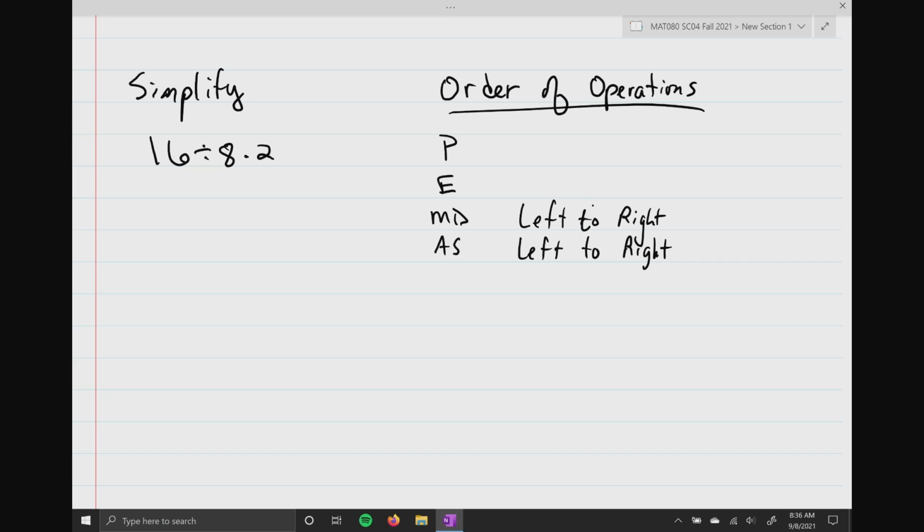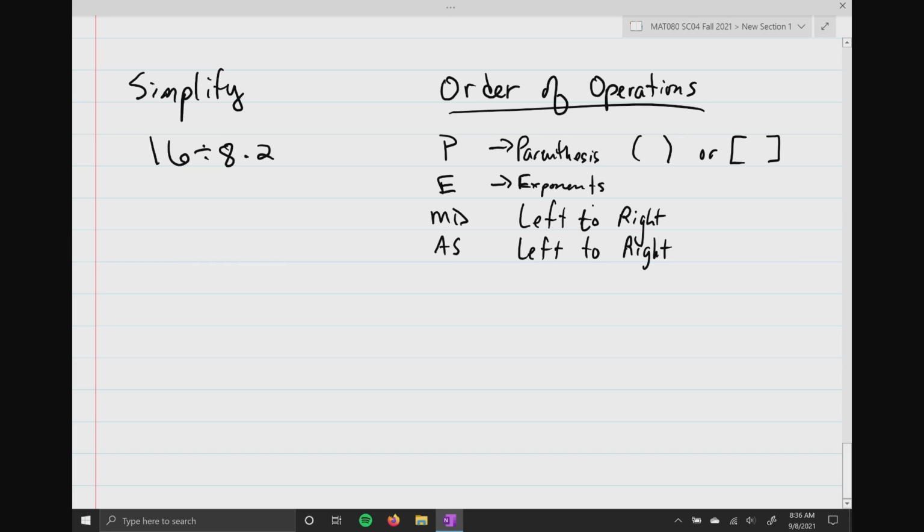P stands for parentheses. They can look like this or brackets. You always do anything inside parentheses first. Think of it as like a bear hug, and it's holding everything together. You got to do that stuff first. Okay? Second, exponents. We just learned what exponents are. You always want to simplify exponents second. So do everything inside parentheses first, then look for any exponents in the problem and simplify them.